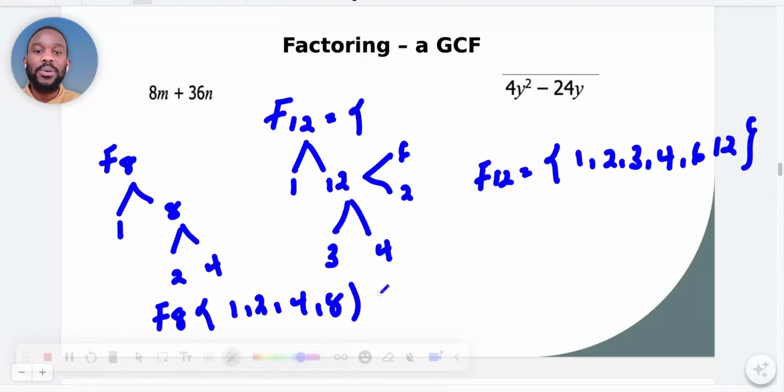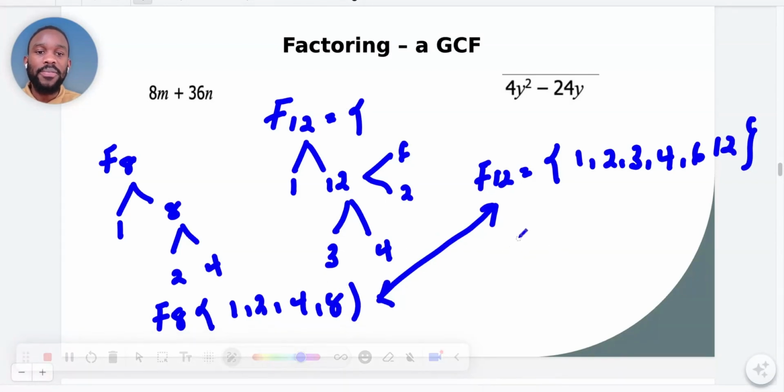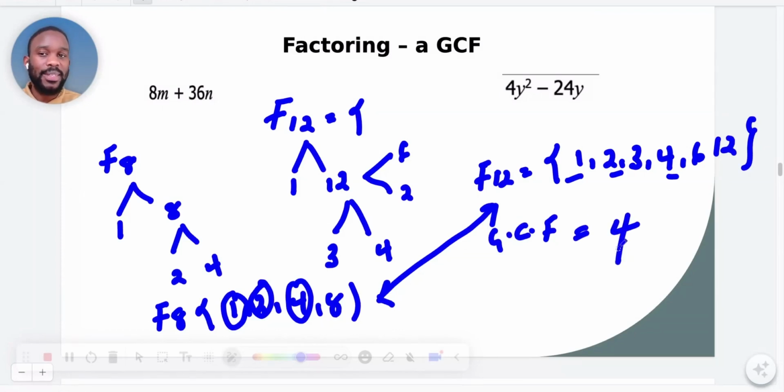Now, if they tell you what's the greatest common factor between 8 and 12, you see how first of all, the common factors are 2 and 4, right? Because here I'm also seeing 1, 2, and 4. But the highest common factor will be 4. Does that make sense? So we're going to be using the greatest common factor in this concept.